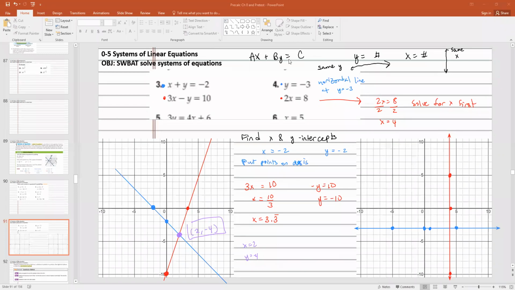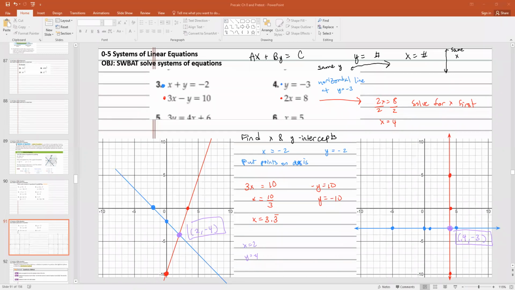And where the two lines intersect, they intersect at, wouldn't you know it, 4, comma, -3. 4, comma, -3. That's nice. That's our answer. X is 4, y is -3.